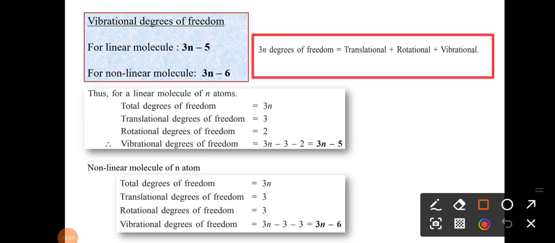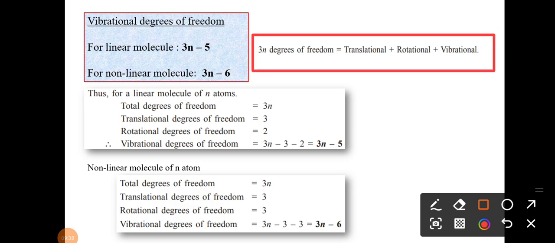So if we are calculating the vibrational degree of freedom, the formula is 3n minus translational minus rotational. Just move the translational and rotational to the left side. So vibrational is equal to 3n minus translational minus rotational. Here are the formulas: 3n minus 5 for a linear molecule and 3n minus 6 for a non-linear molecule. I hope that is clear.